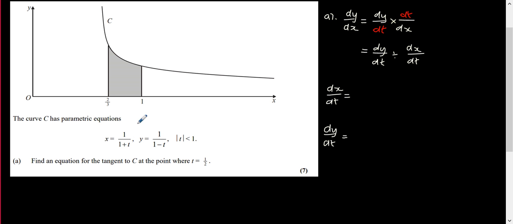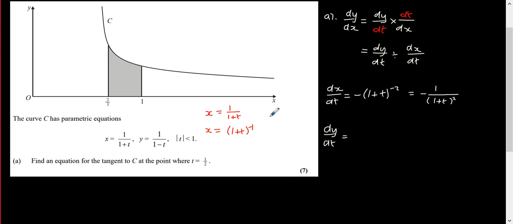So if we look at the question, x equals 1 over 1 plus t, that's the same as saying x equals 1 plus t to the minus 1. So that's how we're going to differentiate it. So dx by dt then becomes minus 1 plus t to the minus 2, which of course is minus 1 over 1 plus t squared.